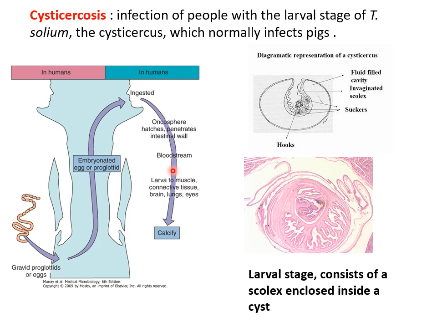So if we accidentally ingest food that is contaminated by gravid proglottids or eggs of Taenia solium, oncospheres will hatch in our intestine, bore through the intestinal wall, and go through the bloodstream to our muscles, connective tissue, brain, lungs, and eyes. This is where they will develop into cysticerci.